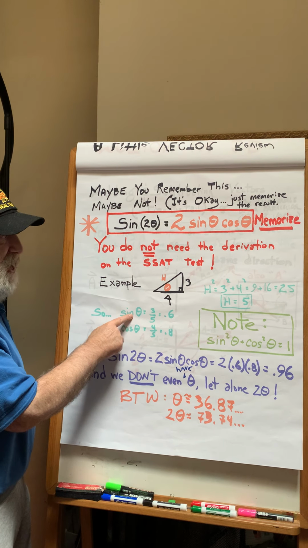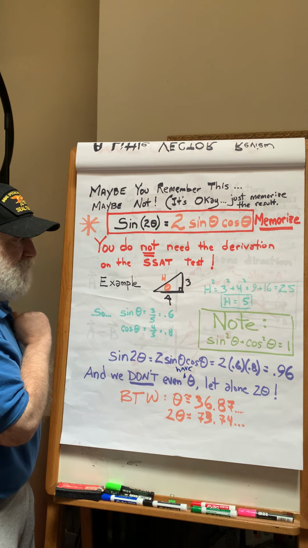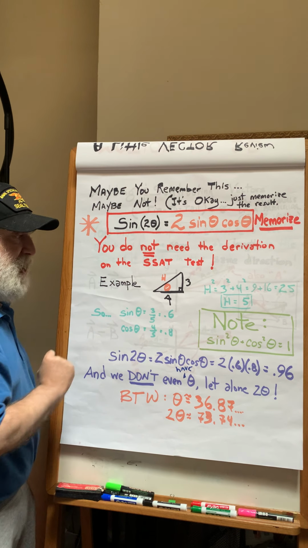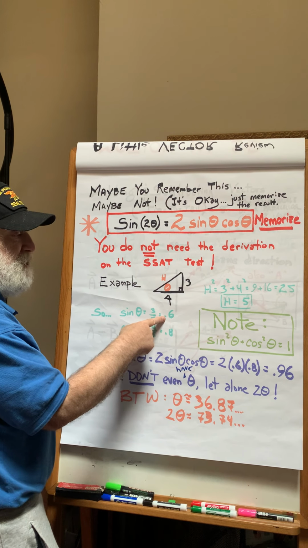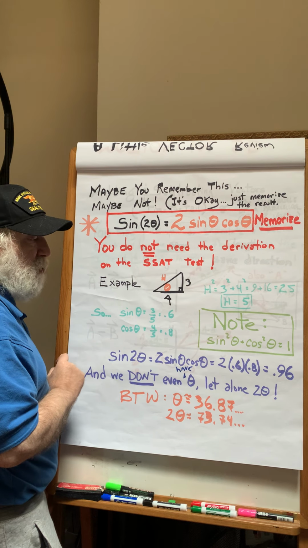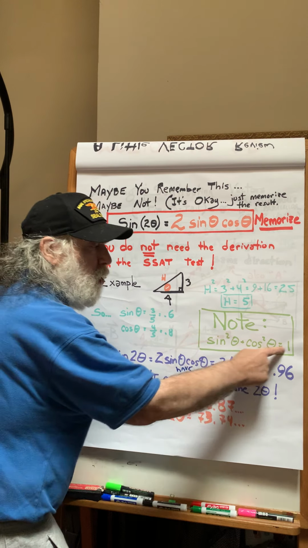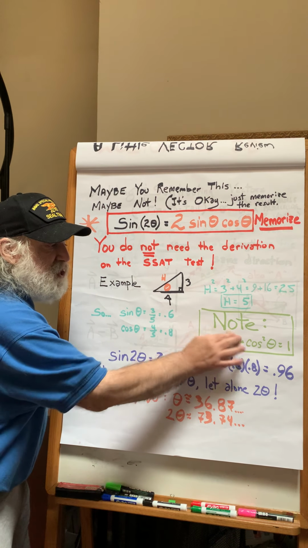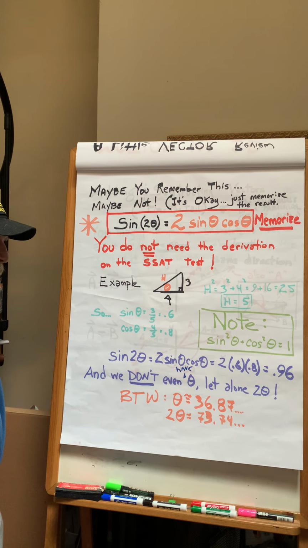So the sine of this angle theta, and we don't know what it is, is 3 over 5, or 0.6. And the cosine of the angle is 4 over 5, or 0.8. And of course, sine squared plus cosine squared equals 1. 0.6 squared is 0.36. 0.8 squared is 0.64. If you add 0.64 to 0.36, you'll get 1. It is always true that the sine squared plus the cosine squared is 1. So if I know the sine, but I don't know the cosine, I can find it with the Pythagorean theorem.